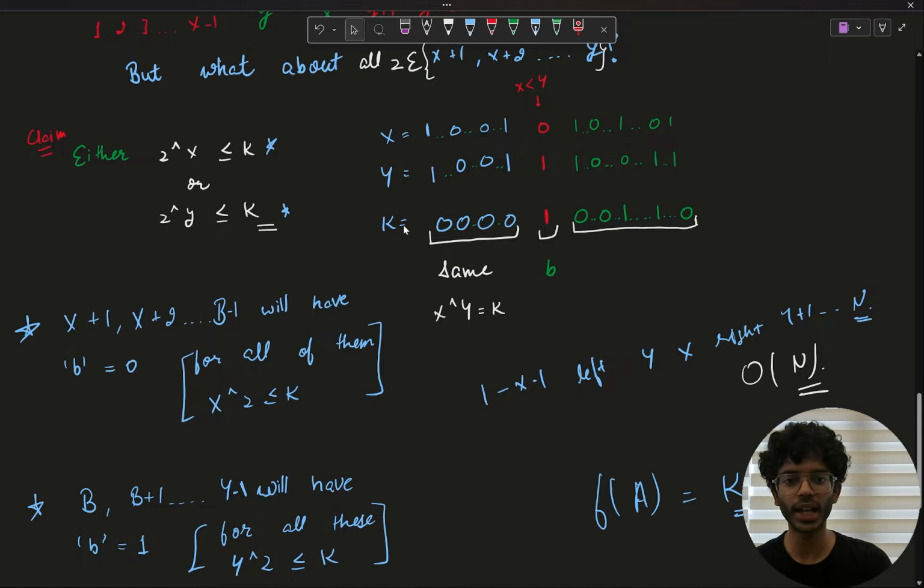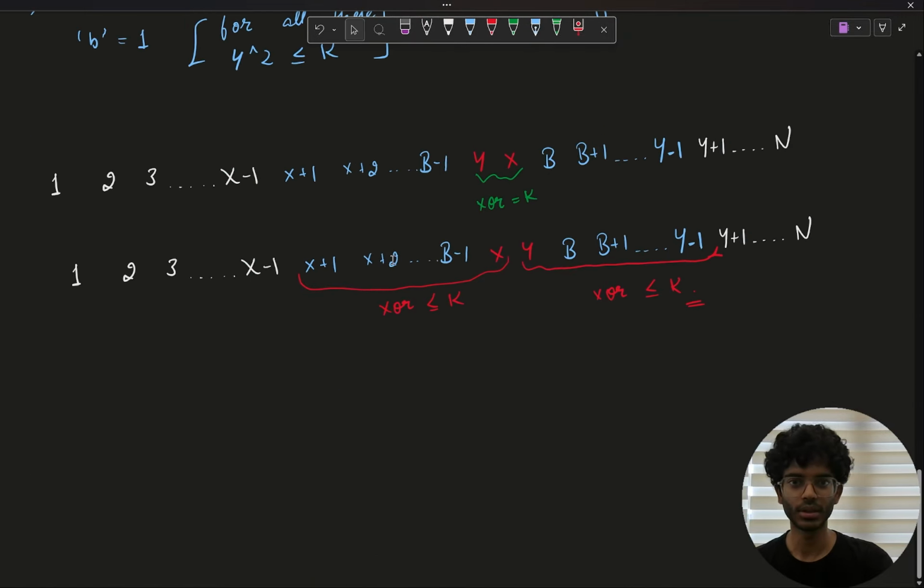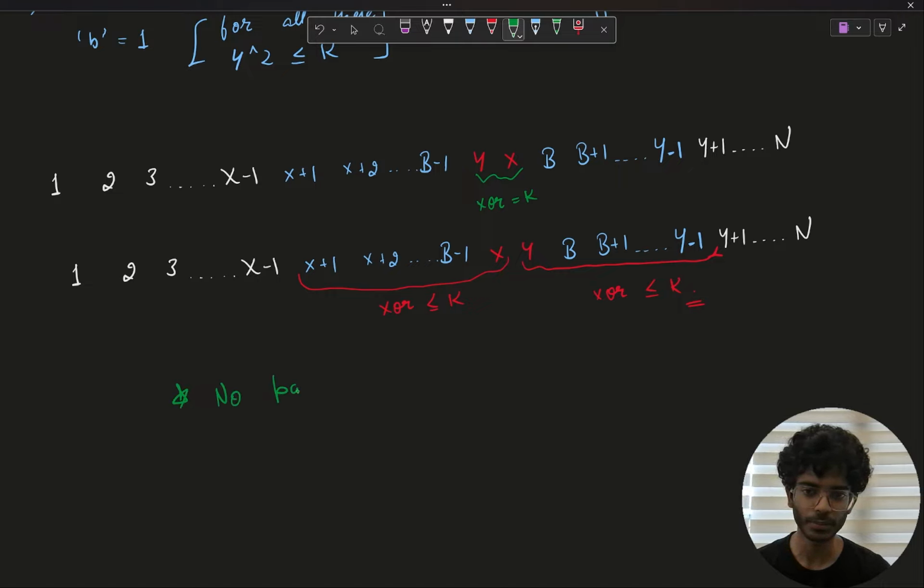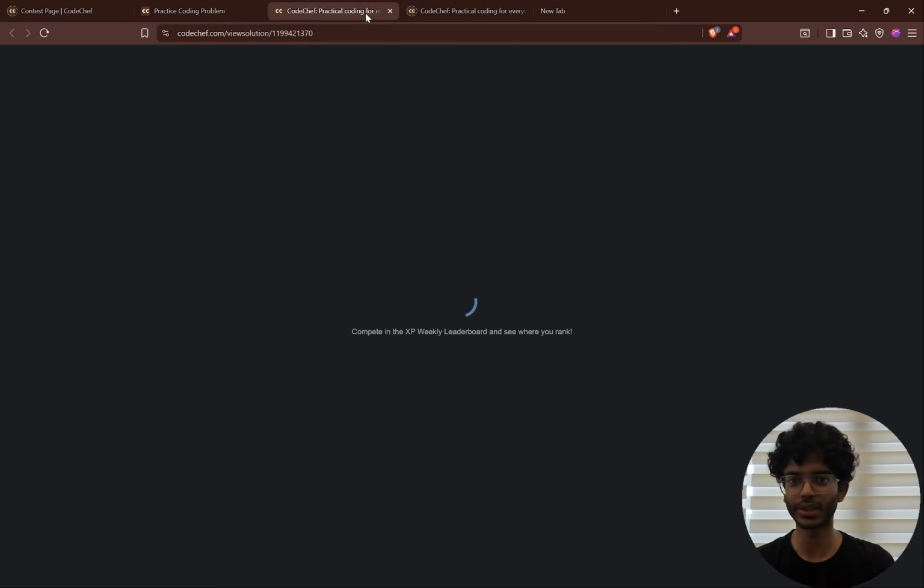And if we're not able to find any possible pair, if no pair exists such that x or y is equal to k, our answer would be simply minus 1, right? So that's pretty much the whole solution. Now let us see the code in C++ and Python.